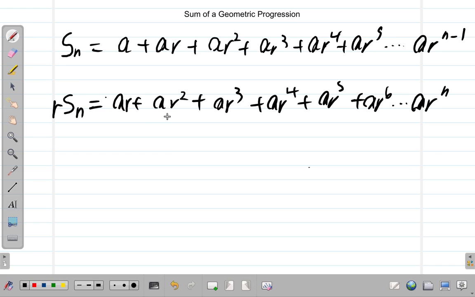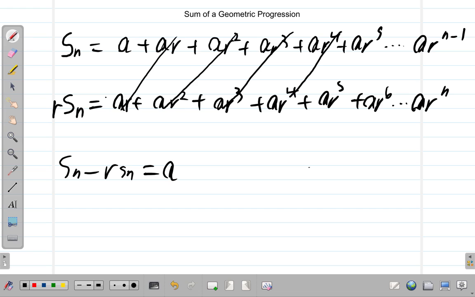Suppose you subtract these two sums. Let's say you have the top one minus the bottom one: you subtract the left-hand side, S n minus r S n, equals a, all of these, minus everything here. Now the ar in the top sum will subtract from this ar, so these cancel out. ar squared minus ar squared, ar cubed minus ar cubed, ar to the fourth minus ar to the fourth, ar to the fifth minus ar to the fifth. There's going to be an ar to the sixth up here, and it will subtract this ar to the sixth.